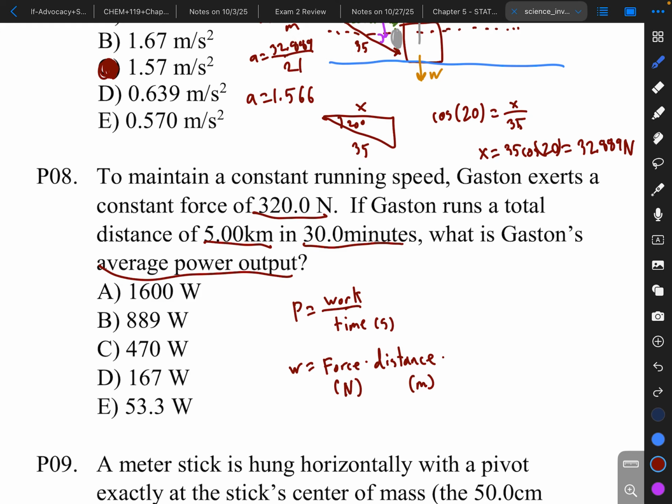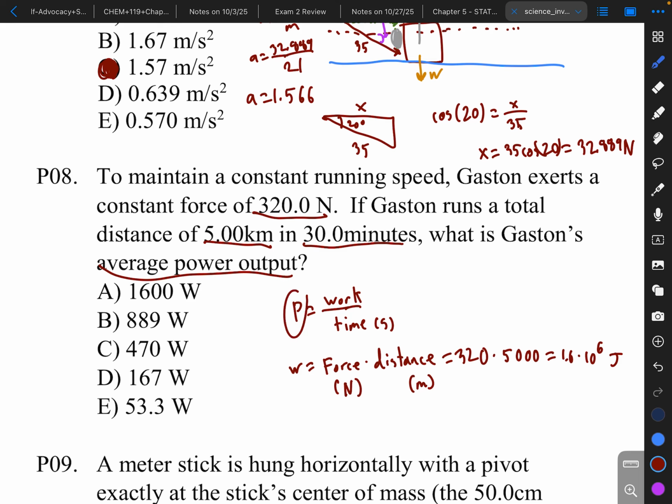So to calculate work, 320 newtons. We want to convert the distance 5k into meters. 5 kilometers is the same thing as 5,000 meters. So you're going to get 320 times 5,000. I'll just write that in scientific notation right here, but you will get the same answer. By the way, the unit for work is joules, because work is a change in energy, and energy's standardized unit is joules.